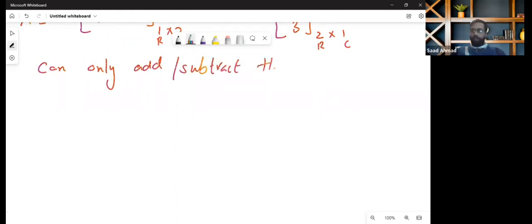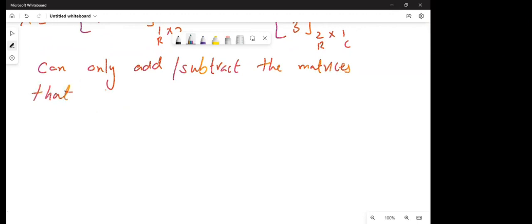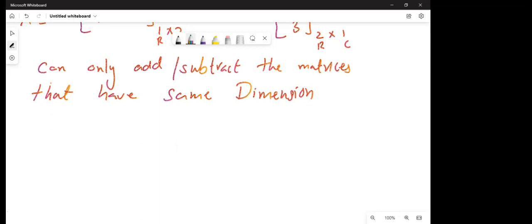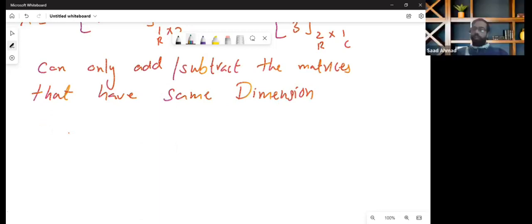The matrices that have the same dimension, or also the order. You can also say the order of matrix or dimensions of matrix, same order of matrix. So addition and subtraction are basically the same. In addition, you just add them, and in subtraction, you just subtract them.